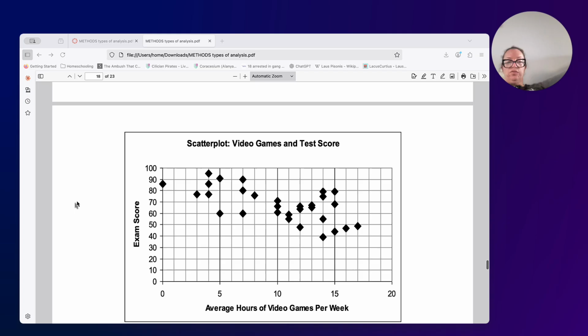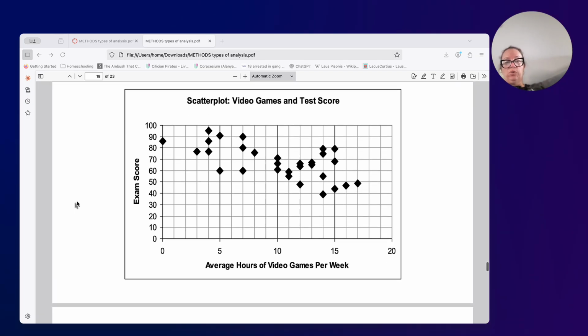Then here's another: video games and test scores, average hours of video games per week with exam scores. This is a more slight negative trend. We have exam scores on the y-axis, hours of video games on the x-axis. So as video game hours increase, exam scores decrease. Remember that correlations are comparing two scores for one person. If you look at any one dot on this graph, we're looking at one person's hours per week of video games and one person's exam score.